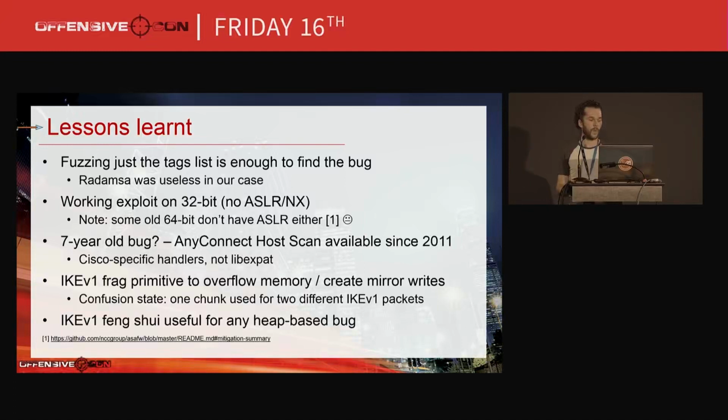One thing I learned from it is that IKEv1 is really powerful in order to leverage interesting states on the heap and to do some feng shui. Even though it's not 100% reliable, it works quite nicely, especially since a Cisco ASA, if it crashes, is going to reboot, and then you get a fresh state where you know it's going to work like 99.99%.